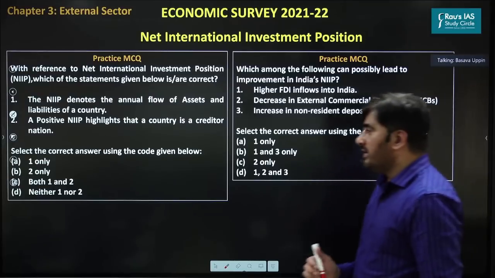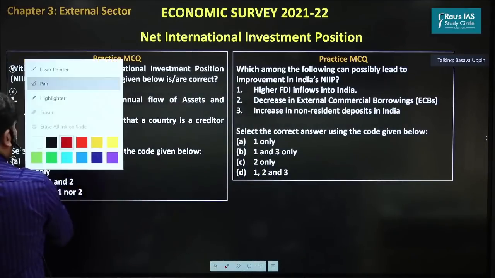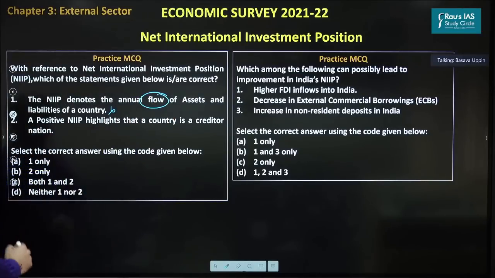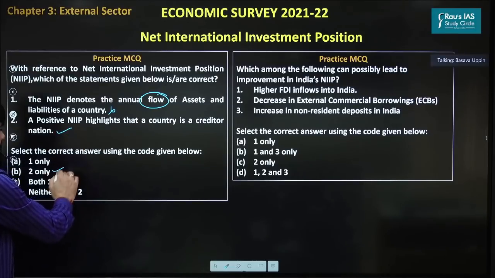Okay. As you can see here, the first statement is wrong because it says that it's an annual flow. It's not a flow, it is a stock. A positive NIIP highlights that a country is a creditor country. Yes. So the right answer is 2 only.